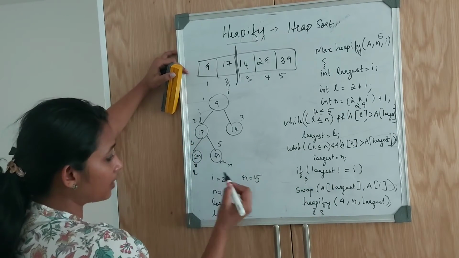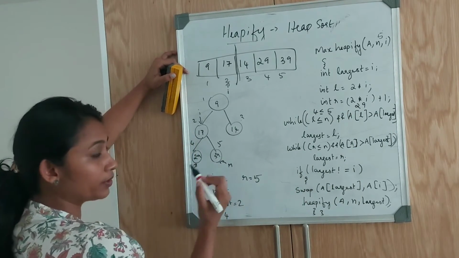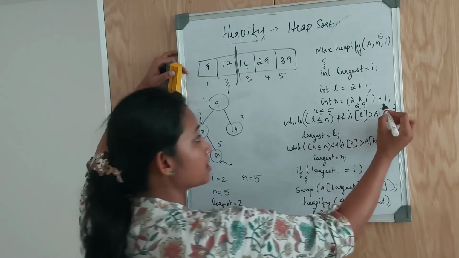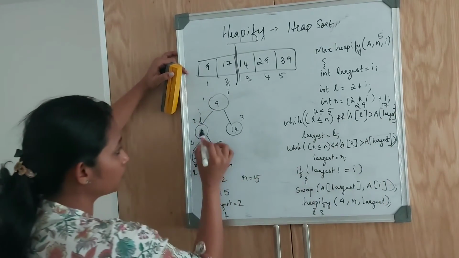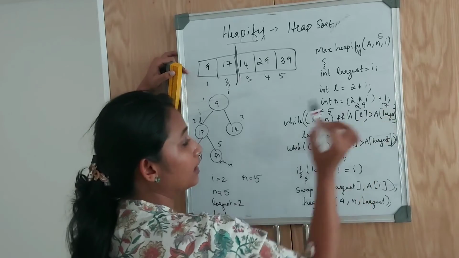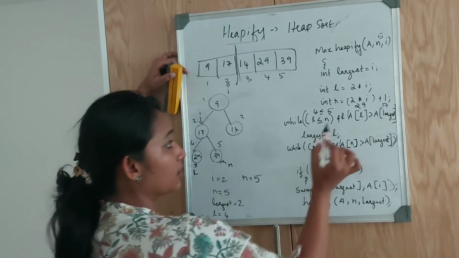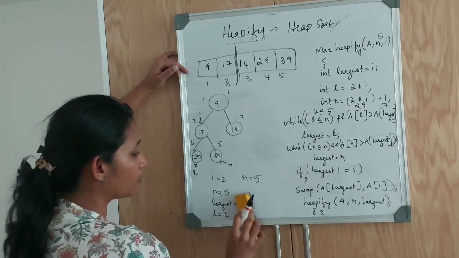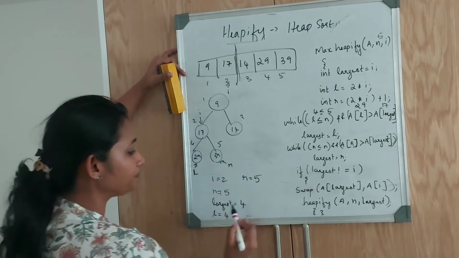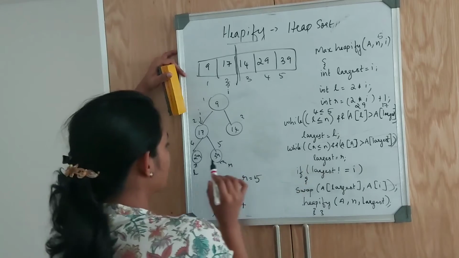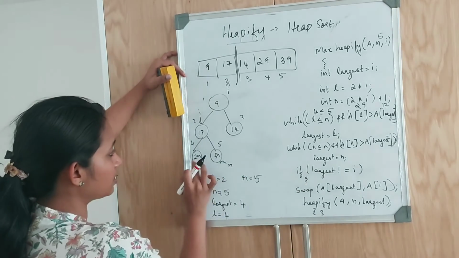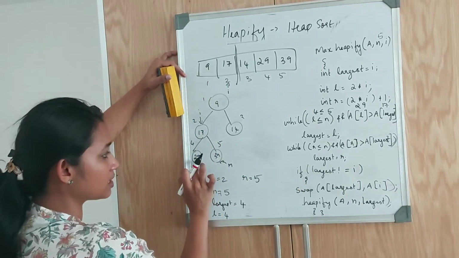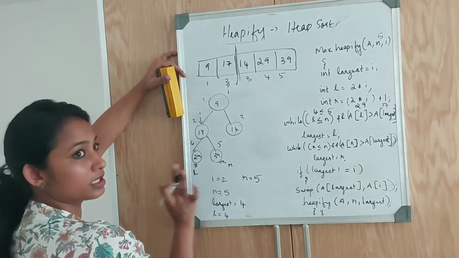And A of largest, what is largest? 2. We are going to imagine that this is largest, that is 17, A of 2. Is 29 greater than 17? Yes, it is. So both the conditions are satisfied. So now largest is going to be L. What is L? That is 4. When you compare these two, this is largest. So you're going to say L is largest now.